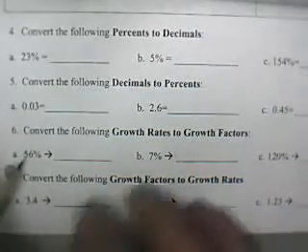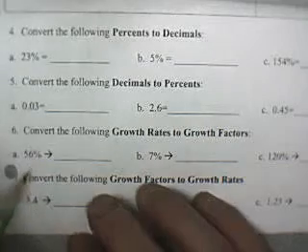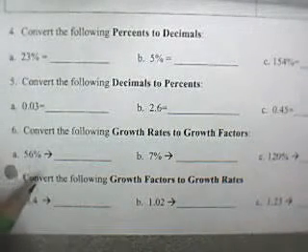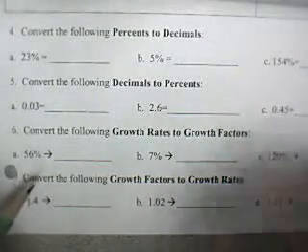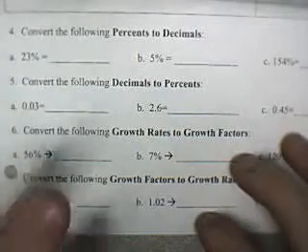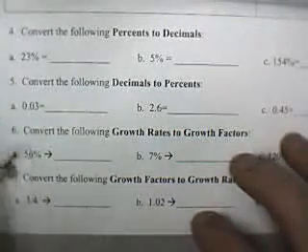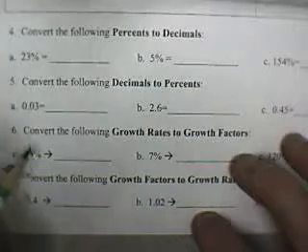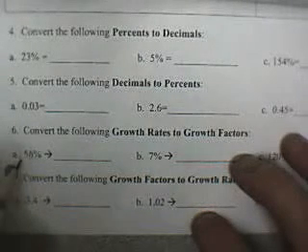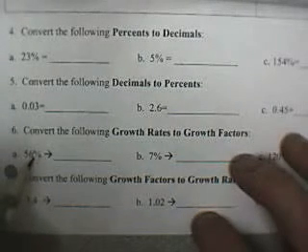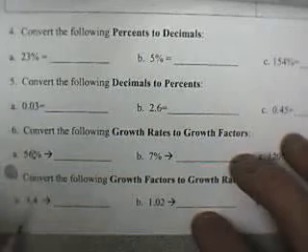So if they tell us that something grows by 56%, what is the corresponding growth factor? The way we do that is two steps. The first is we need to convert this to a decimal. In order to convert it to a decimal, we find where the decimal place is. If we don't see one, it's always at the end. So in this case, it's after the 6.